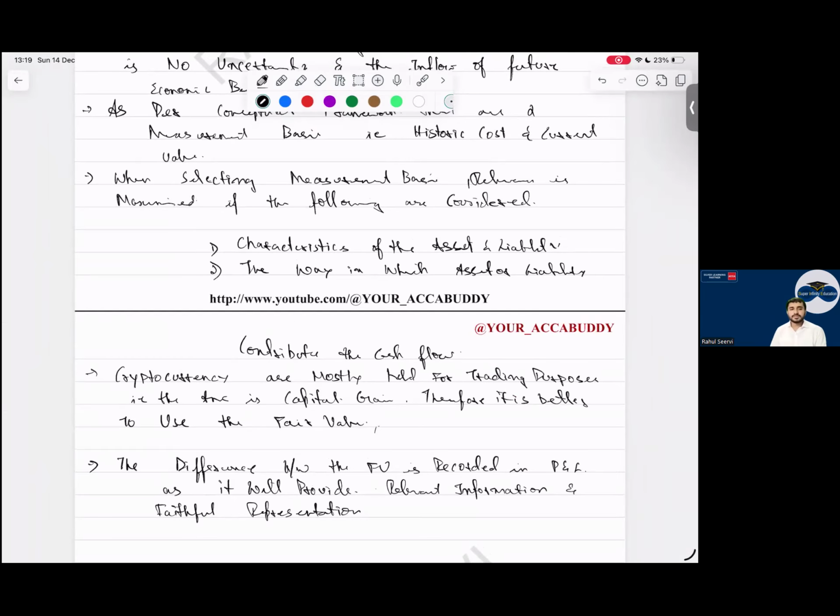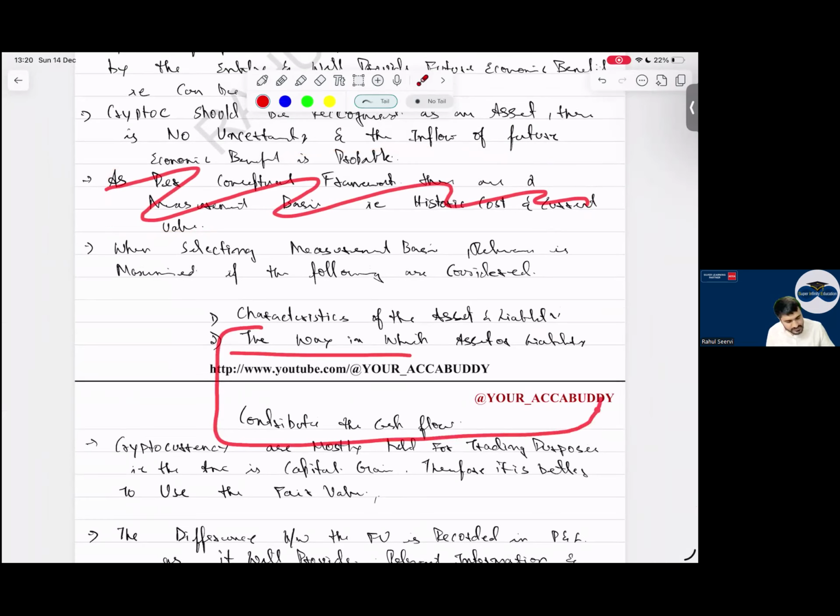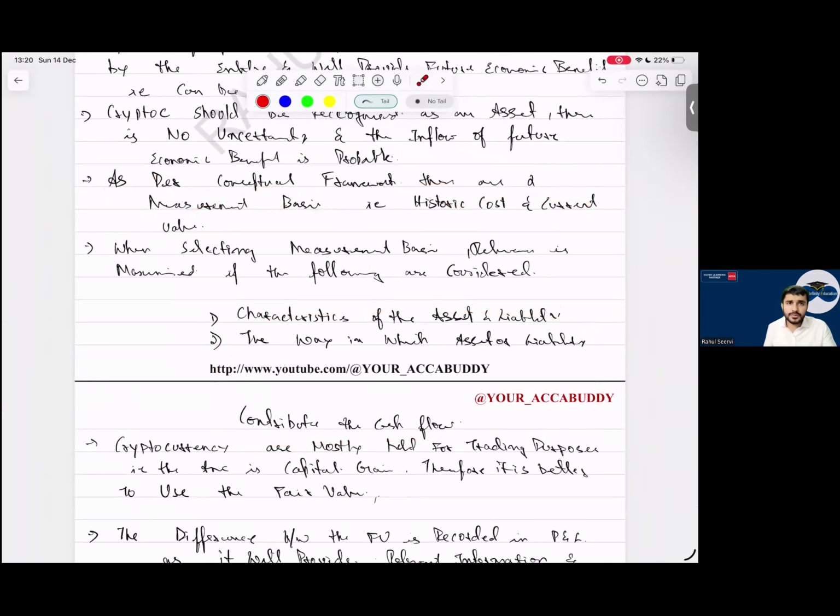The answer is done. Even though sometimes in the exam, sir, time is short, what you can do is write down this point, current value, etc. And even if you're not able to write down that point, you can directly write down this point: the way in which the asset or liability contributes to the cash flow. Simple. And then say it is recorded at fair value. The difference is taken to P&L because it provides relevant and faithful representation. Done with the case.